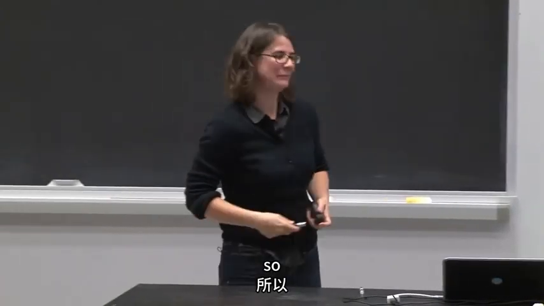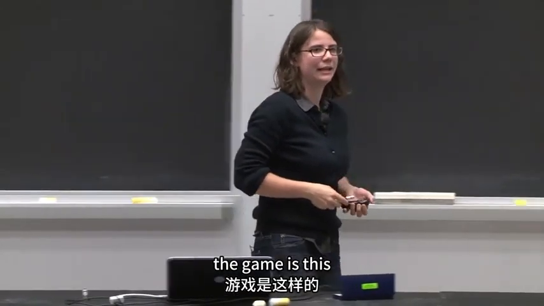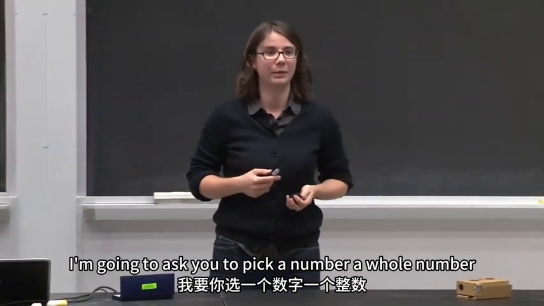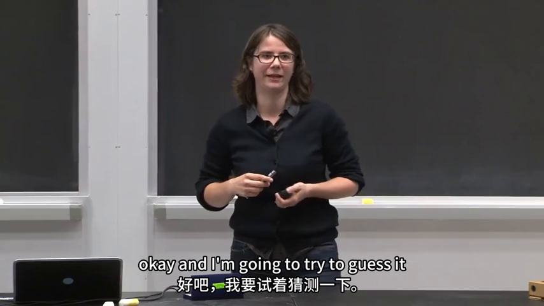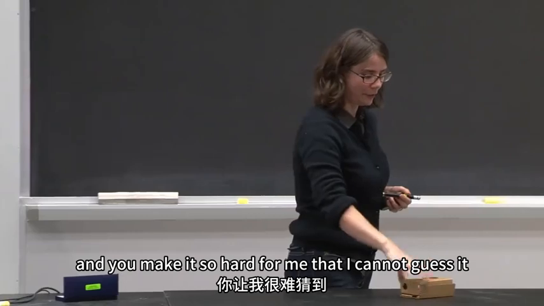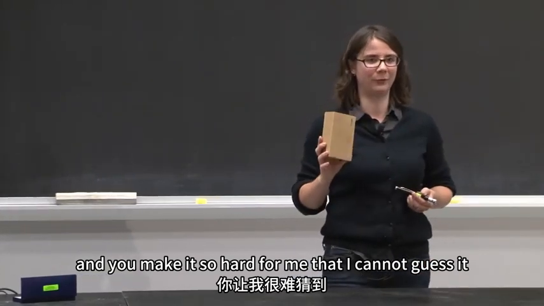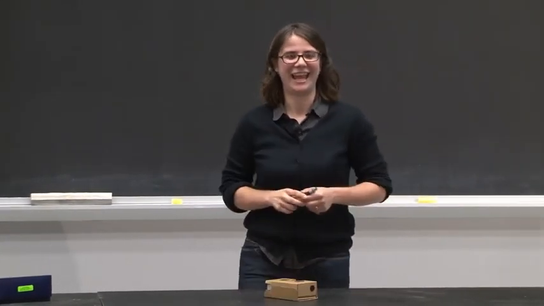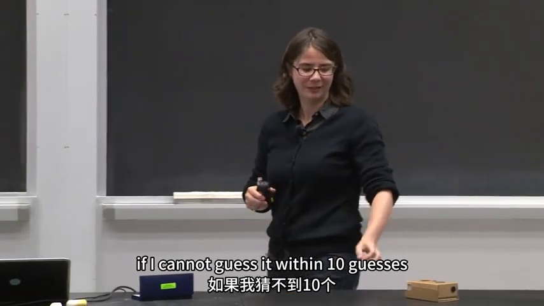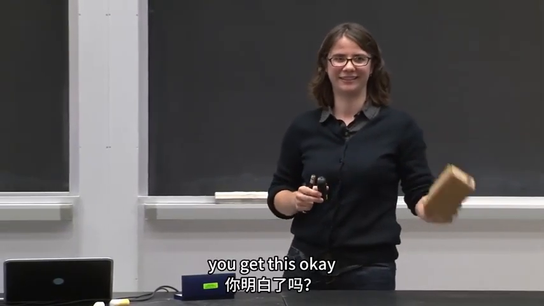Okay, so the game is this. I'm going to ask you to pick a number, a whole number between 0 and 100. I'm going to try to guess it, and you need to make it so hard for me that I cannot guess it within 10 guesses. If I cannot guess it within 10 guesses, you get this.